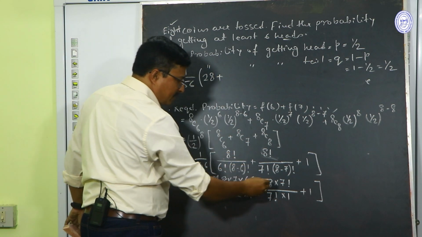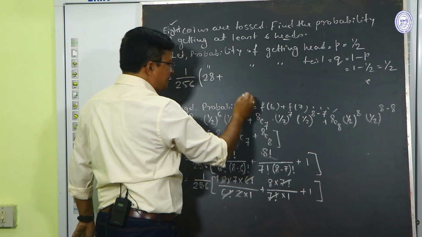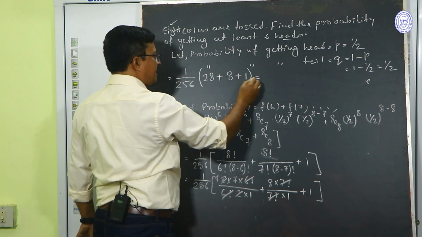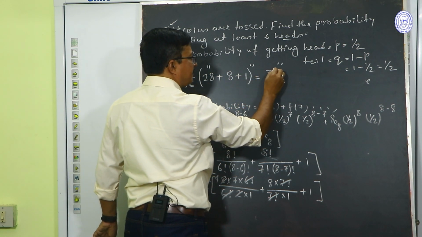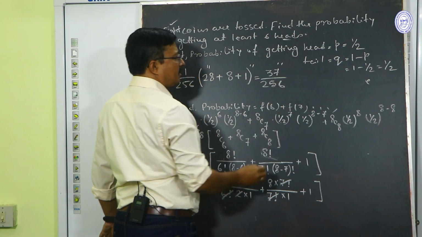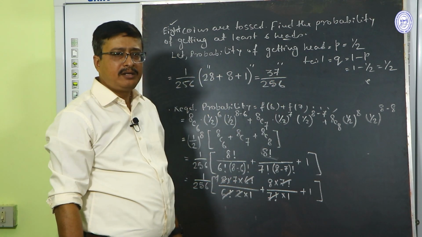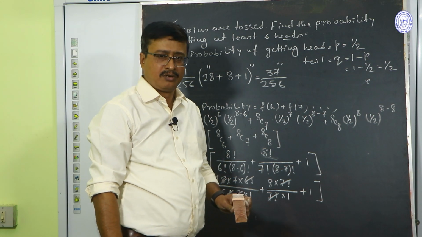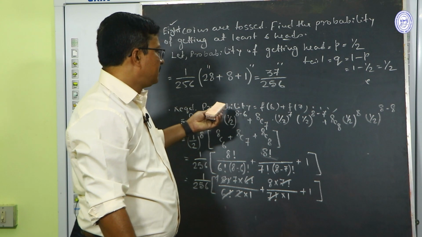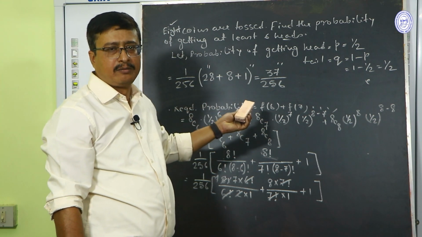plus 7 7 cancelled, that is 8 plus 1. The answer is 37 by 256, which is less than 1 but greater than 0. Okay. This is the process of binomial distribution.